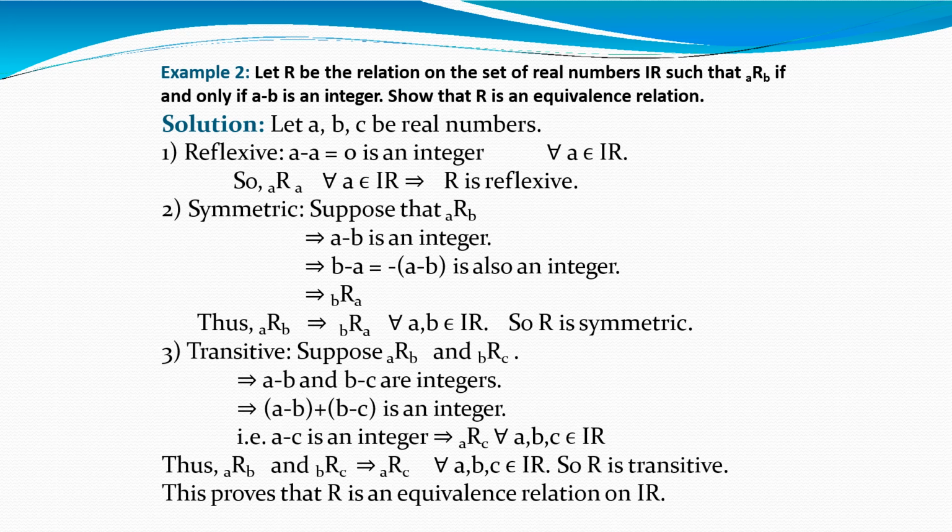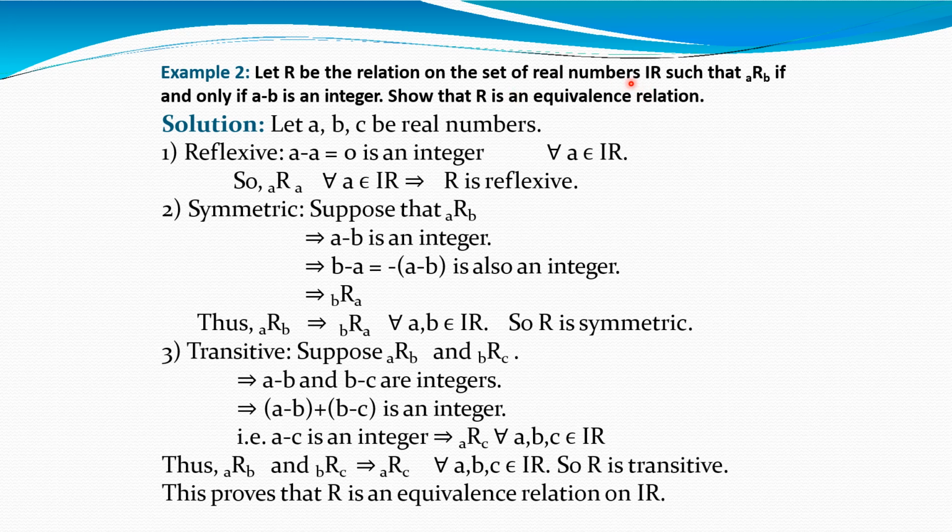But the difference is that in the previous case the relation is defined on finite sets, so the relation is given in terms of ordered pairs. But here R is an infinite set and by definition A is related to B if and only if A minus B is an integer. So such pairs will be infinite in number, and it is not possible to write each and every pair in that relation. So here it is defined in this way. Now see how the elements will be related according to this relation.